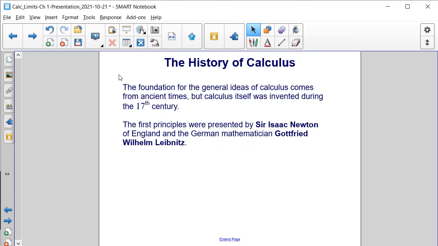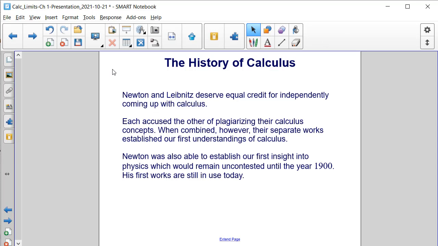The foundation for the general ideas of calculus comes from ancient times, but calculus itself was invented during the 17th century. The first principles were presented by Sir Isaac Newton of England and the German mathematician Gottfried Wilhelm Leibniz. Newton and Leibniz deserve equal credit for independently coming up with calculus. Each accused the other of plagiarizing their calculus concepts. When combined, however, their separate works established our first understandings of this subject.